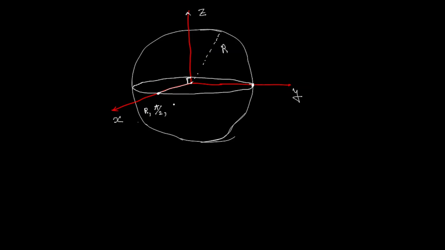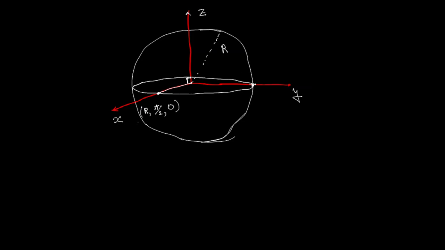And what will be the value of phi? Phi is made by the projection of this r on the positive x-axis. In this case, since the r vector lies on the x-axis, its projection is also parallel to the x-axis. So in this case, phi will be 0.